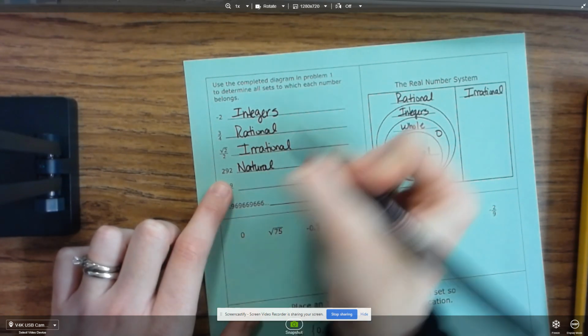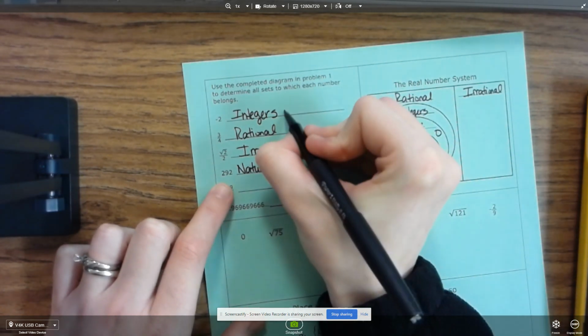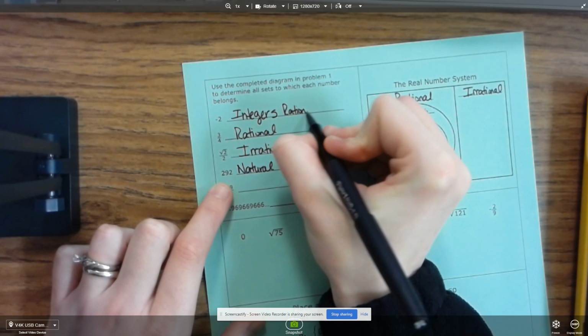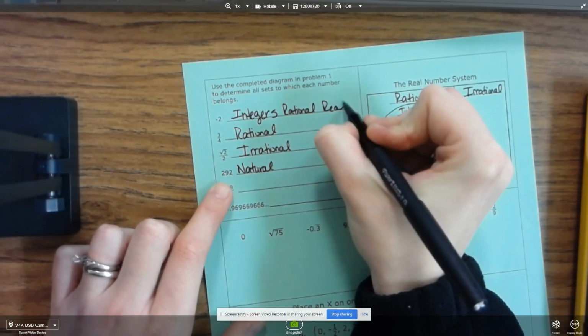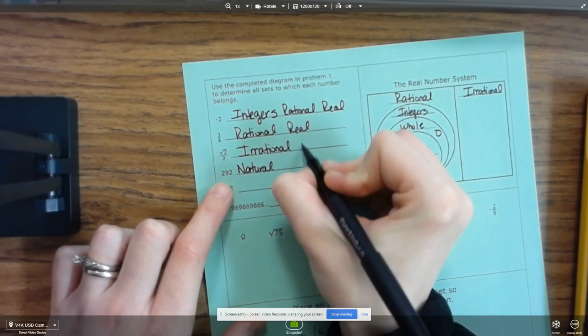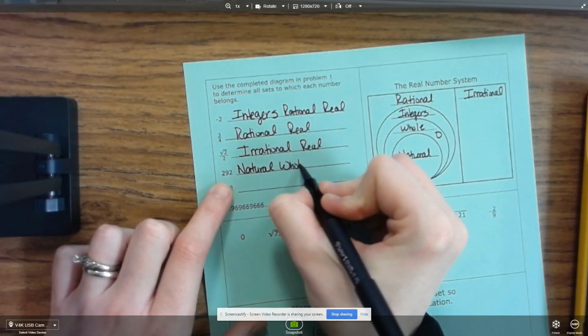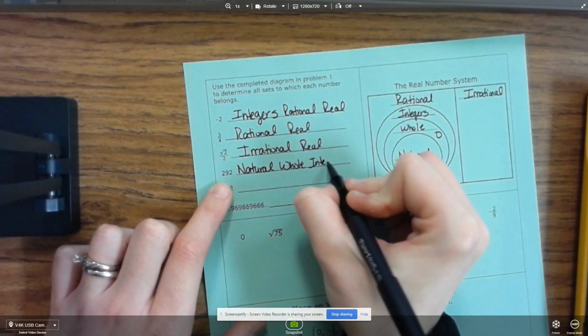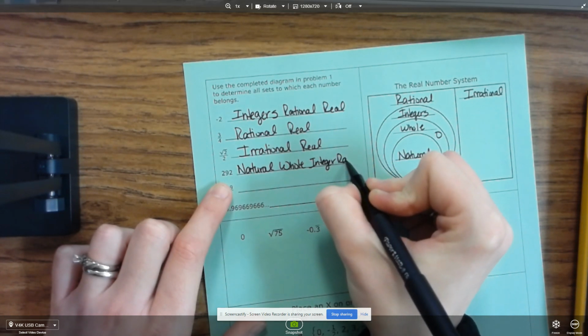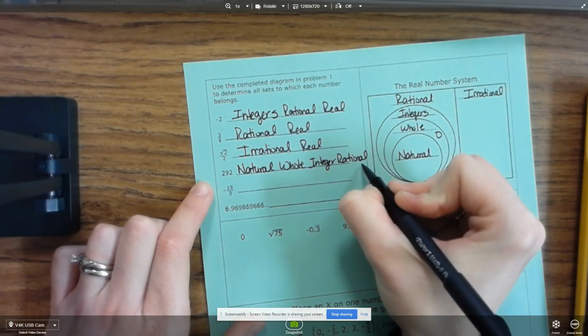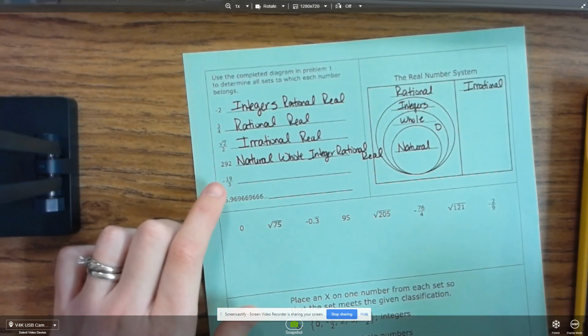And so just a reminder, if it's an integer, it's also a rational number. And it's also a real number. So all of these are also real numbers. And so if it's natural, it's also a whole number. It's also an integer. It's also rational. And it's also real. So that one has a lot of names.